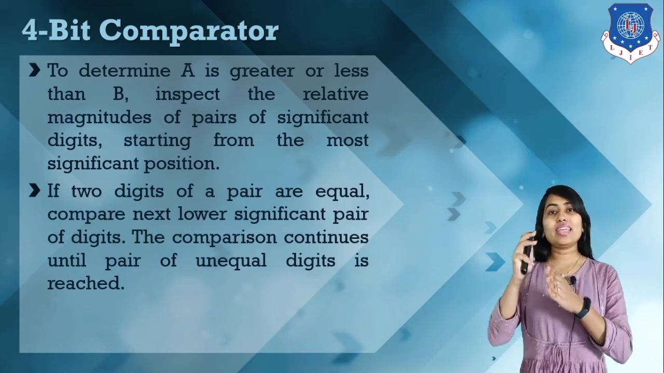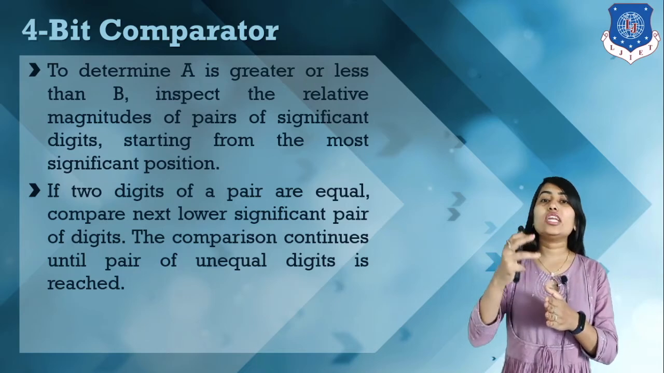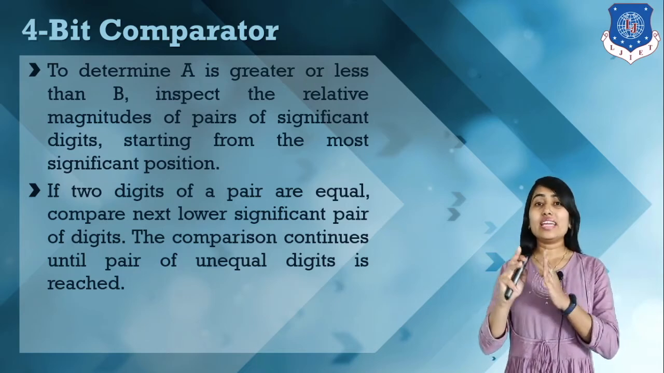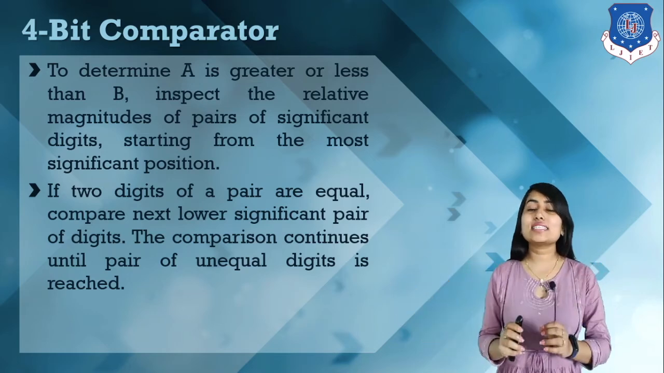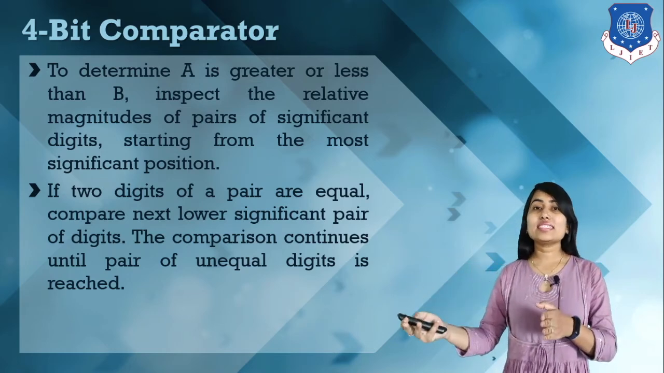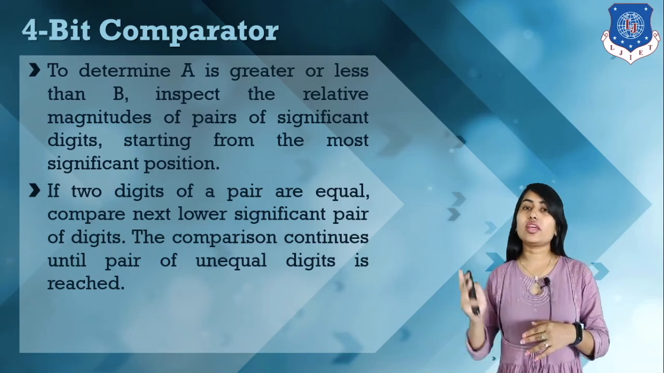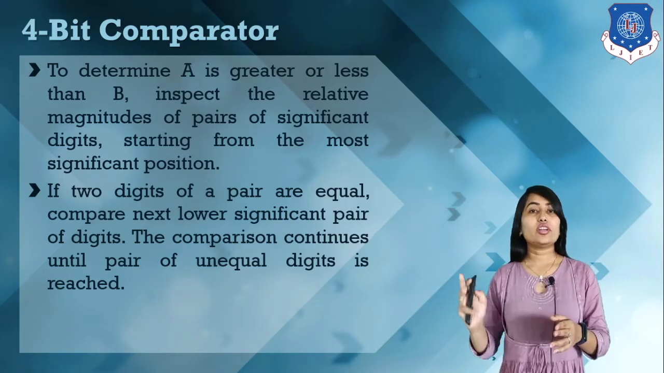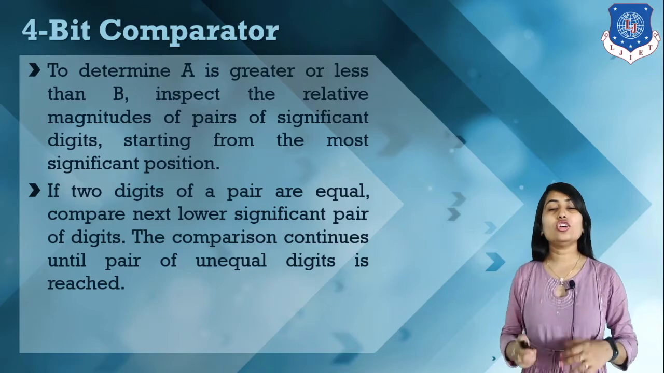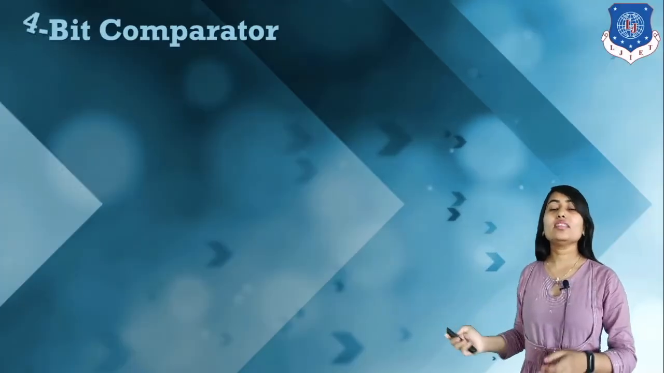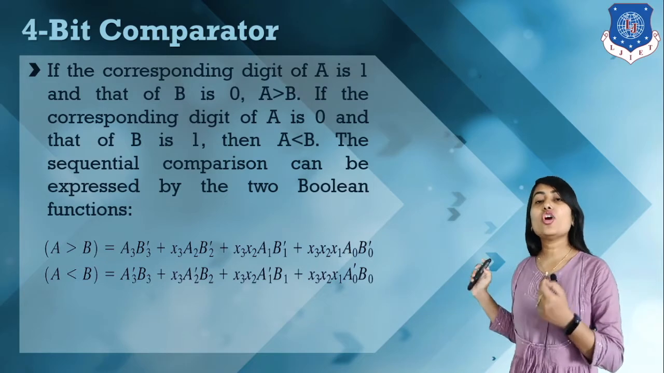Okay, so compare A2 and B2. Check the A2 and B2 bits. If A2 is greater than B2, we can say that A is greater than B. If A2 is less than B2, we can say A is less than B. But if A2 equals B2, check A1 and B1, and again do the same for A1 and B1. Okay, so this is how we can determine whether one number is greater or less. Then we write the logical expressions for greater and less.